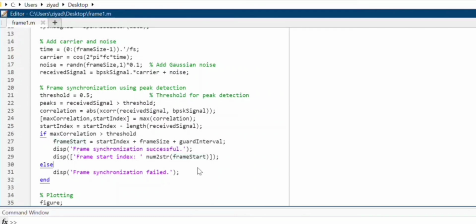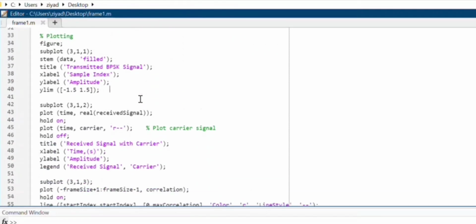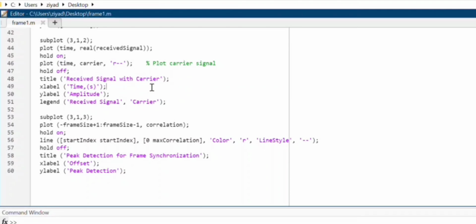Finally, we visualize the result. The first plot shows the transmitted BPSK signal. The second plot shows the received signal with the carrier. And the third plot shows the correlation output for peak detection and frame synchronization. So let's see the result.